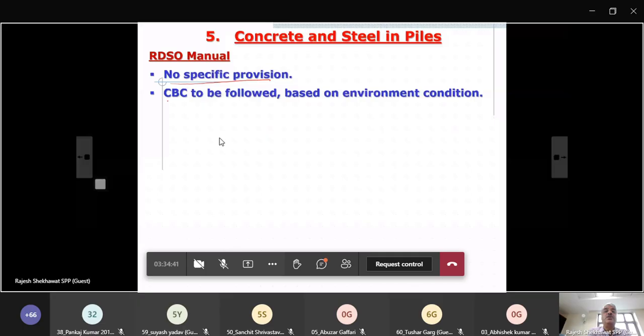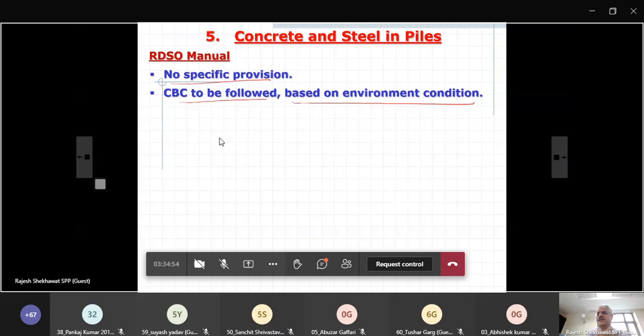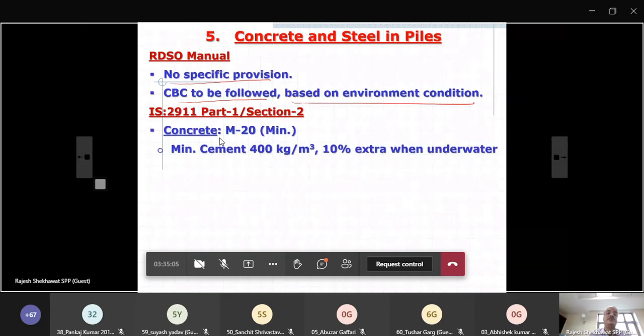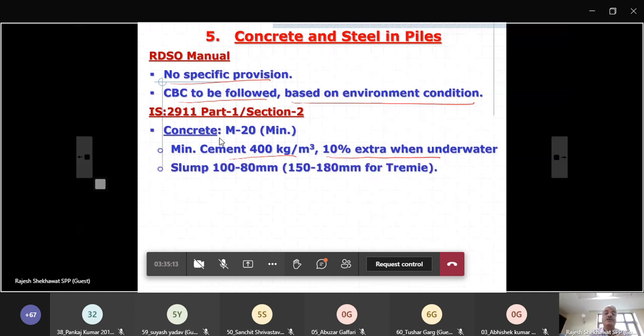And the concrete bridge code, that's what we follow, based on environment condition. Your concrete bridge code must have been covered or will be getting covered. There they tell you from the durability point of view, which severe zone, minimum cement content, maximum cementitious content, and all those provisions will become applicable. And the IS code says minimum M20 concrete, minimum cement 400 kg per meter cube, and when you are doing underwater, 10% extra. Slump should be 100 to 180 mm, and if you are going to use tremie, then 150 to 180 mm.